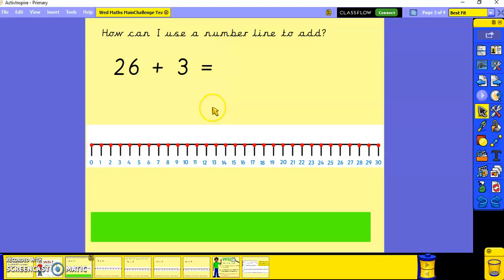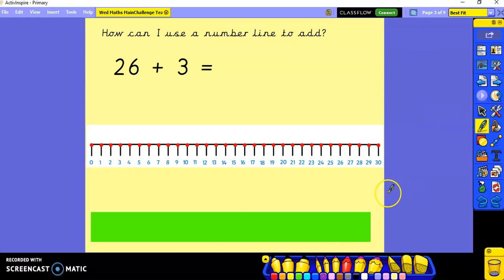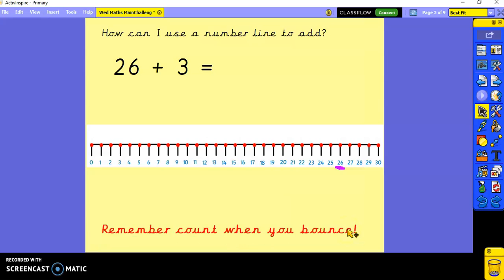So I've given you the question, 26 add 3. How could I solve that on a number line? So remember, when we're adding, we find the greatest number in our number sentence, which in this case is 26, and then we do our bounces, and we're going to bounce on or jump on 3 because that's how many we are adding. So remember, and I'm going to uncover that now.